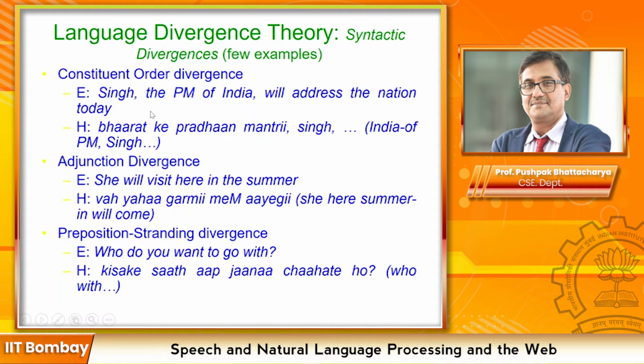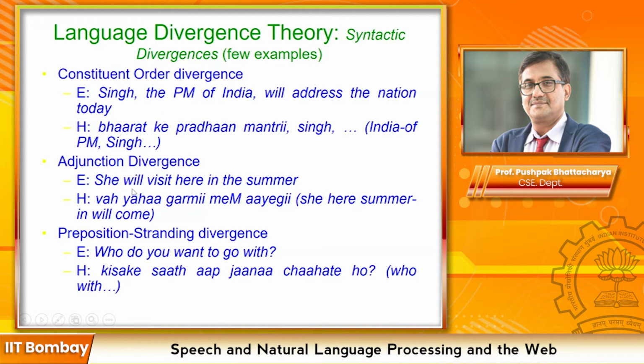Then constituent order divergence. Singh, the Prime Minister of India, will address the nation today. Bharat ke Pradhan Mantri Singh. So here the constituent order, you have done constituency parsing, so you would know what constituents are. The PM of India is a chunk, or a small phrase, and that comes as the qualifier for Singh, and that gets swapped with Singh now: Bharat ke Pradhan Mantri Singh. So there is a slight difference between head swapping divergence and constituent order divergence. Not all constituents are dependent on each other, but the constituent can change its position, should change its position depending on the demand of the language.